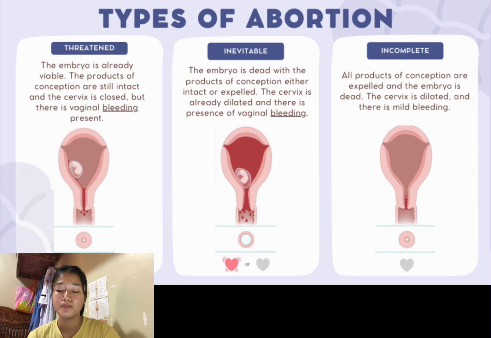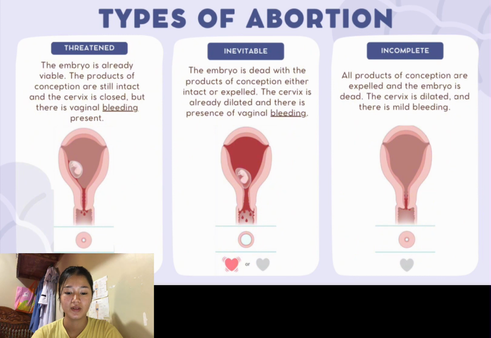Then next is yung incomplete abortion. So from the word incomplete, all products of conception are expelled. Also, there's something wrong with my PowerPoint, pero it should be complete yan. Complete abortion, all products of conception are expelled and the embryo is dead. The cervix is dilated and there is a mild bleeding. So from the word complete, it means that all of the products of conception, including the fetus inside the uterus, are expelled because of complications. It may be infection or just because the baby isn't strong enough to stay inside the uterine wall.